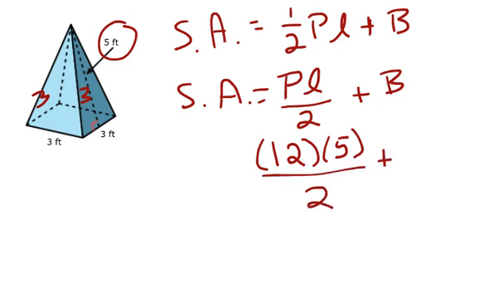And the area of the base is a rectangle, so squares are rectangles, but a rectangle is not necessarily a square. So that is 3 times 3, which is 9. So the first thing you're going to do is the parentheses.